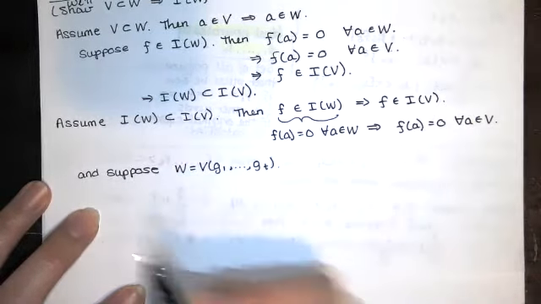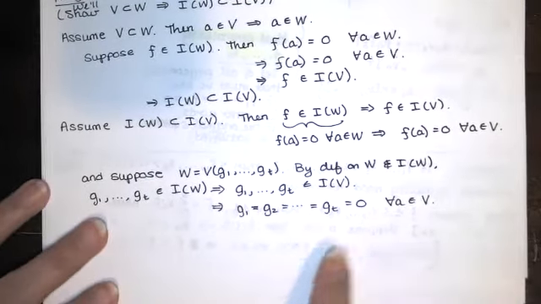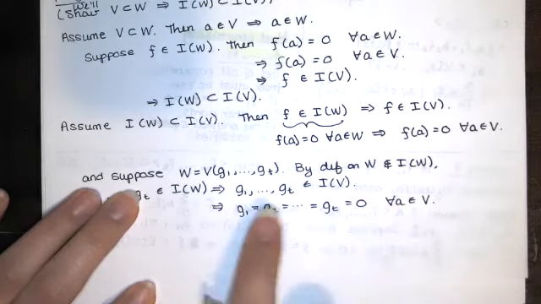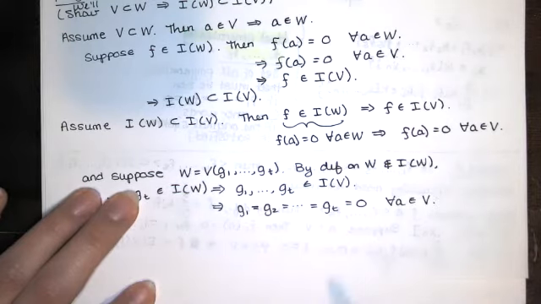And since the ideal of W is a subset of the ideal of V, that means that g_1 through g_t must be in the ideal of V as well. Well, if they're in the ideal of V, then that means that all of these are equal to 0 at all points a in V. Well, if they're equal to 0 at all points a in V, and W consists of all of the points where these polynomials are equal to 0, then V must be a subset of W.